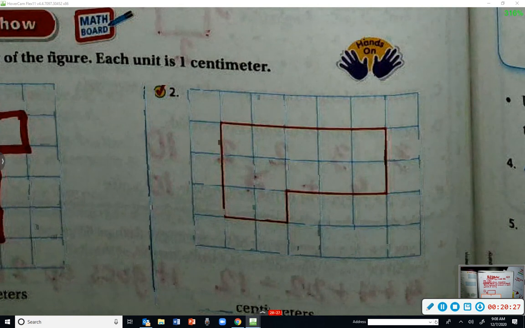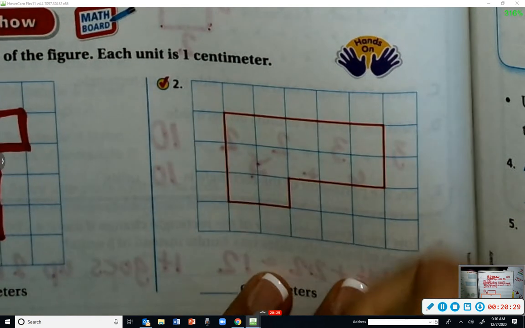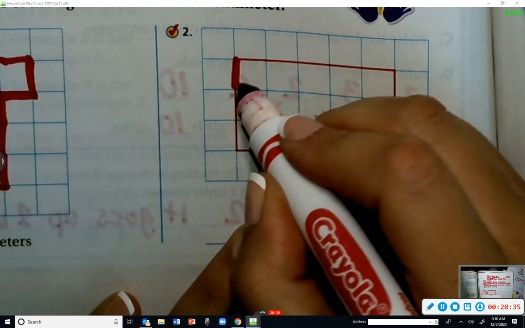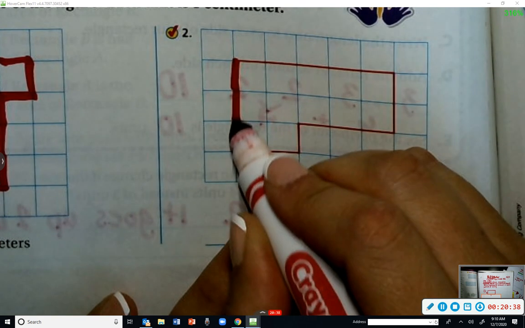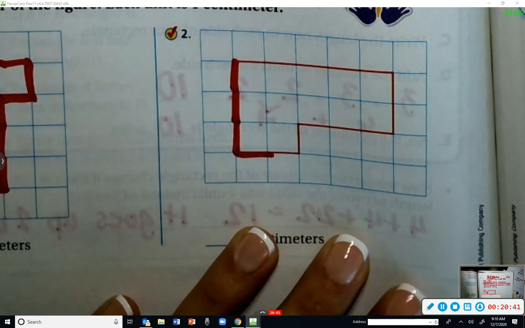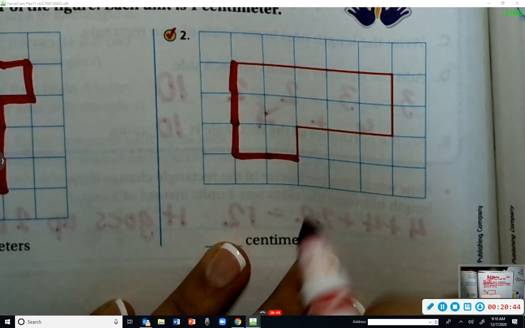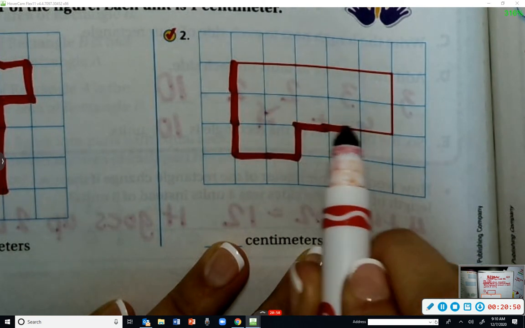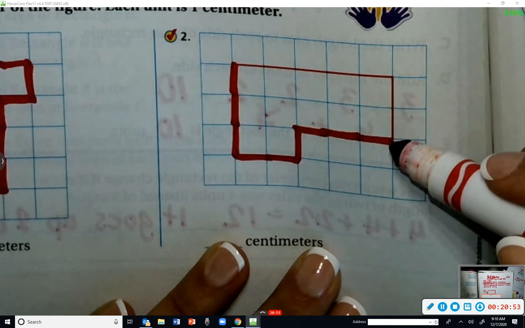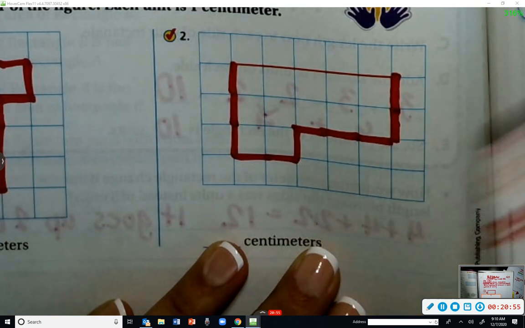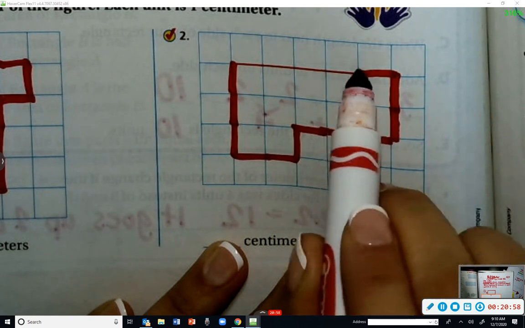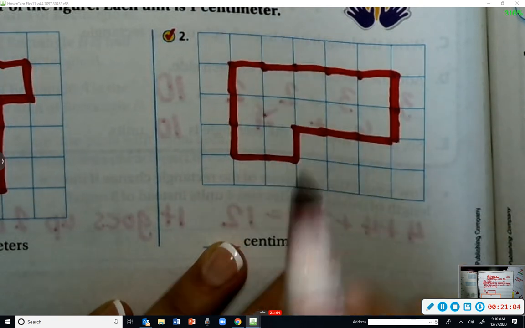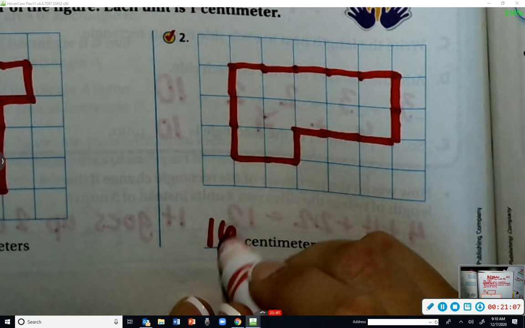Let's check and see if you were right. It doesn't really matter where you start, like I said last time. I'm just going to keep starting over here in this corner. So that would be 1, 2, 3, 4. You don't need to count with me, just watch. 5, 6, 7, 8, 9, 10, 11, 12, 13, 14, 15, 16. 16 was the correct answer.